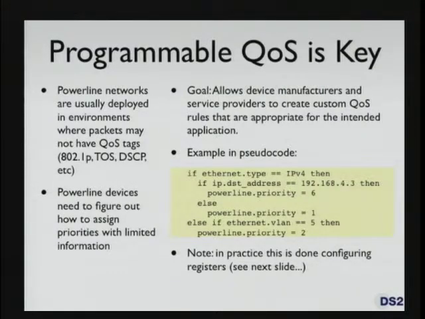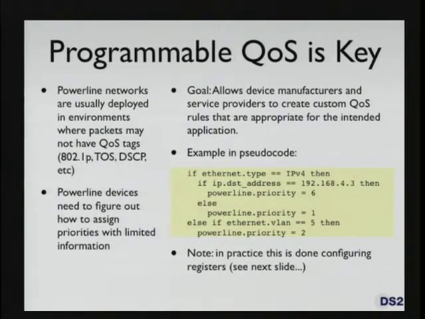There are standards for QoS tagging. You can use 802.1p at layer 2, or you can use a type of service or DSCP field at layer 3. This is very useful when the data flows that are getting into your network have already been tagged with the right information, or have been pre-classified. The problem is that in many cases, we don't have that luxury. We have flows getting into the network with no information about which one is high priority or low priority. So it's very important for a network device to look for additional rules to classify the packets. So the devices need to figure out how to assign priorities with limited information.